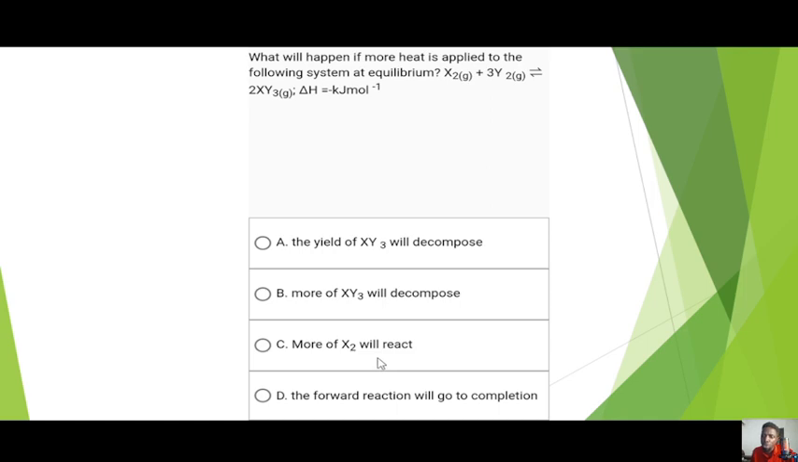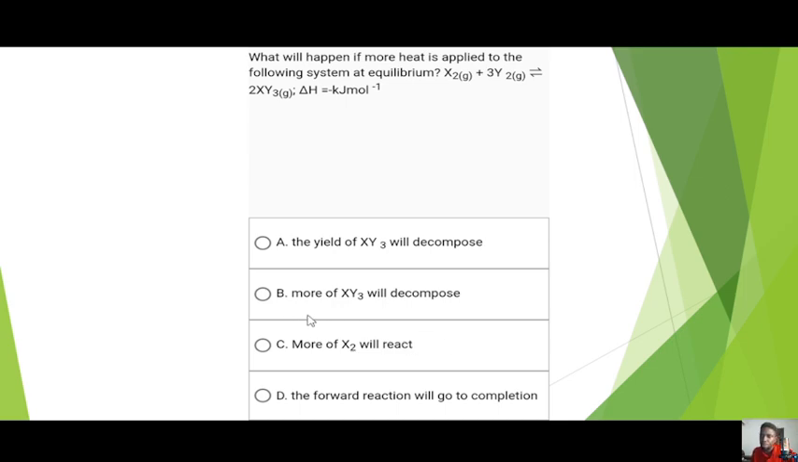If you come up to option C, more of X2 will react. If more of X2 is reacting, it's favoring the forward process. But then this is exothermic. If you increase temperature for exothermic, it should go backward. Once it is exothermic, what you need to do is to decrease temperature. So option C is wrong.